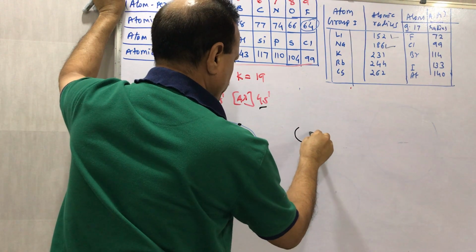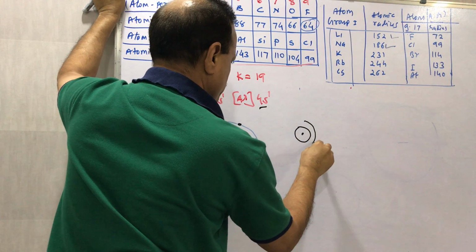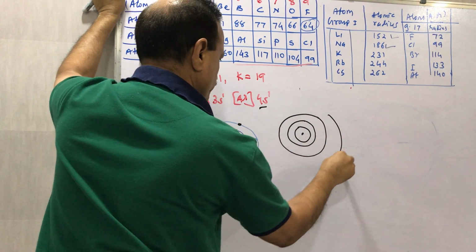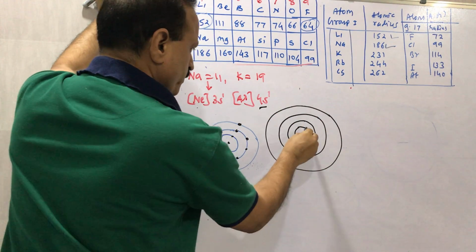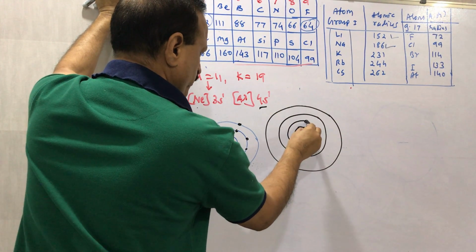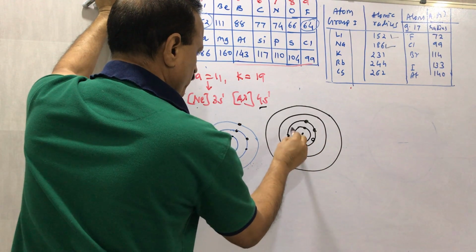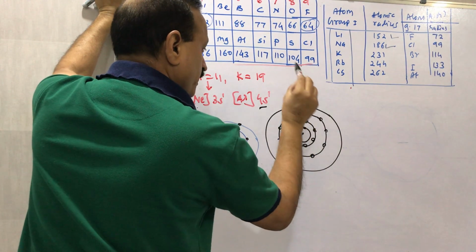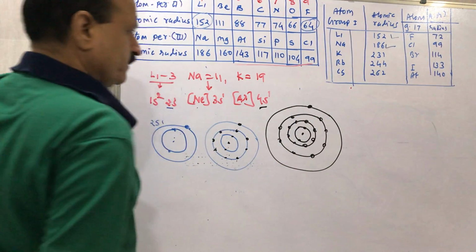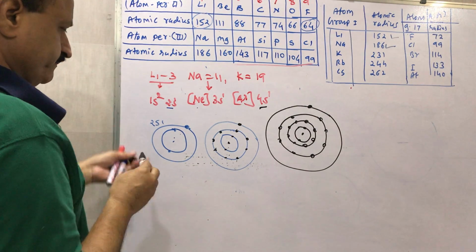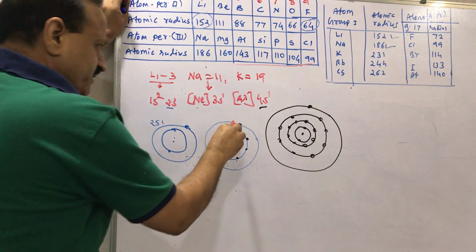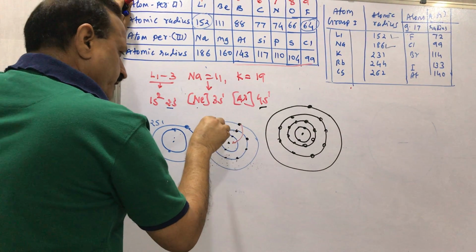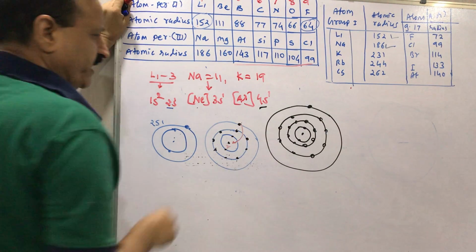This is the first orbital, here is the nucleus, this is the second orbital, this is the third orbital, and this is the fourth orbital. First orbital 2 electrons, second orbital 8 electrons, third orbital 8 electrons, and fourth orbital 1 electron. It means to attract this electron, there are 2 different orbitals between the nucleus and this electron.